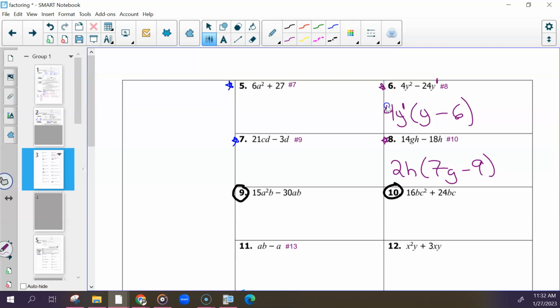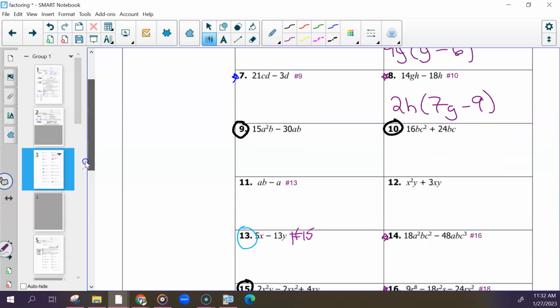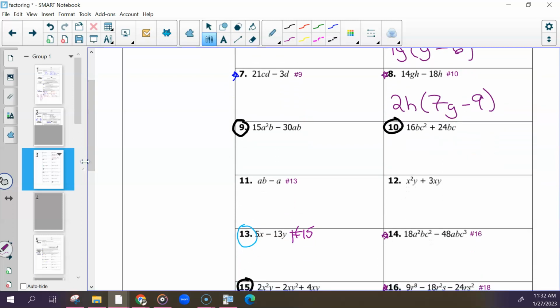Okay, let's do 9. Highest number we can divide out of both? 15. Right. I'm going to show you what happens if you don't choose the highest number. So we know it's 15. I'm going to write that off to the side. Let's say instead we saw that we could divide both by 5 or by 3, either or, it doesn't matter. I know that's not my highest, but let's say I forgot about 15.